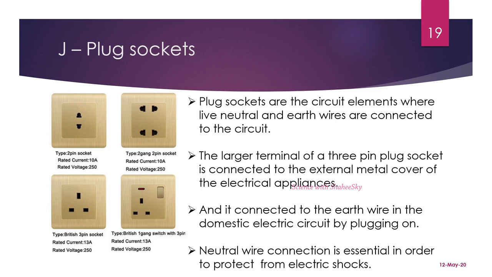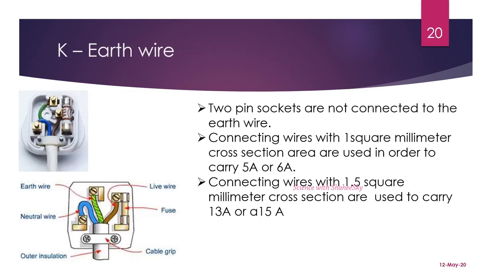Let's move on. What is the next thing? That is the earth wire. You might see, by operating these kinds of plugs, that 2-pin sockets are not connected to the earth wire. There are 3 colored wires: brown, green and blue. The brown colored wire always indicates the live wire. The green wire indicates the earth wire and the blue wire indicates the neutral wire. So 2-pin sockets normally don't have the earth connection.